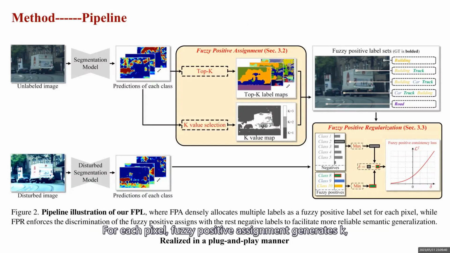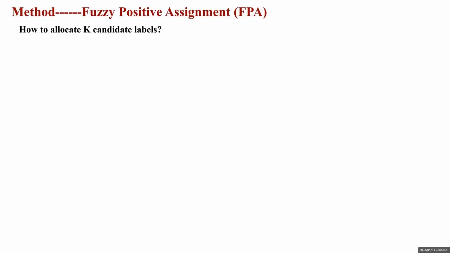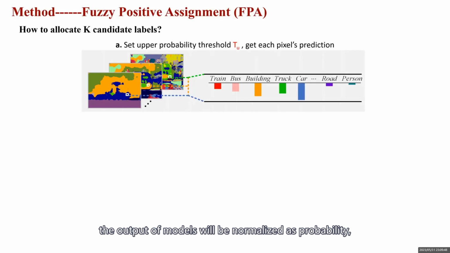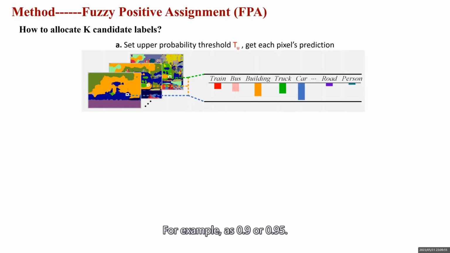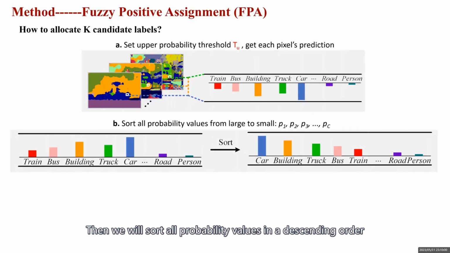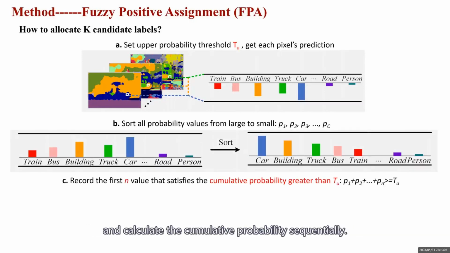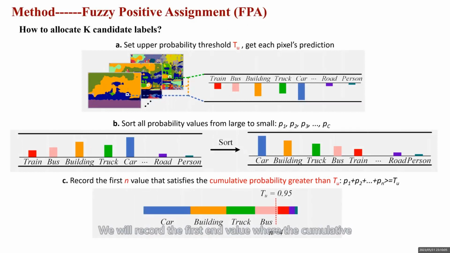For each pixel, fuzzy positive assignment generates k candidate labels adaptively. First, the output of the model will be normalized as probability, and a hyperparameter named upper probability threshold t_u will be set, for example as 0.9 or 0.95. Then we will sort all probability values in descending order and calculate the cumulative probability sequentially. We will record the first n value where the cumulative probability is greater than t_u. Finally, k will be set as the larger one between n-1 and 1.